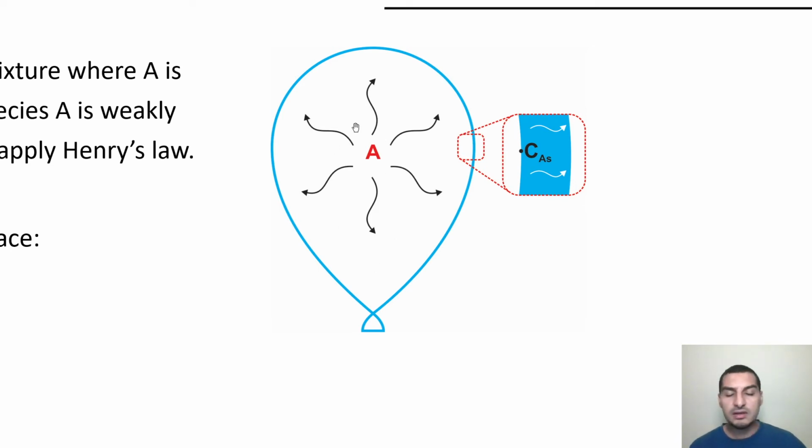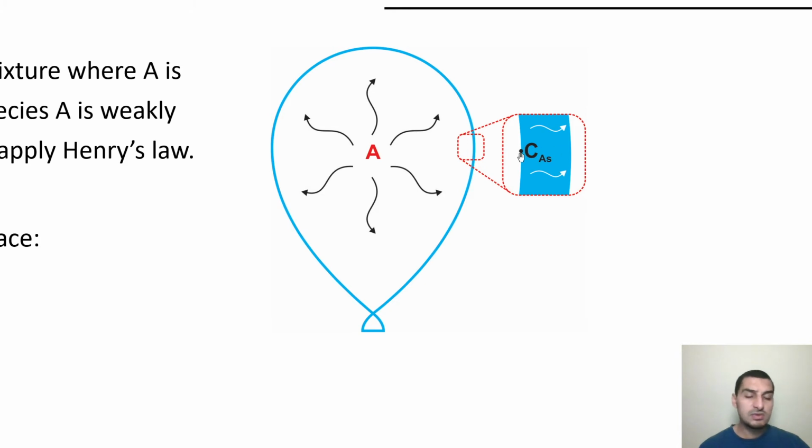You have a balloon that is filled with a gas A, and this gas A is soluble in the balloon, so it diffuses through all the walls of the balloon, and the balloon has thickness, so the concentration of A is high at this side, which is the inner side of the balloon, and low at the other side of the balloon.